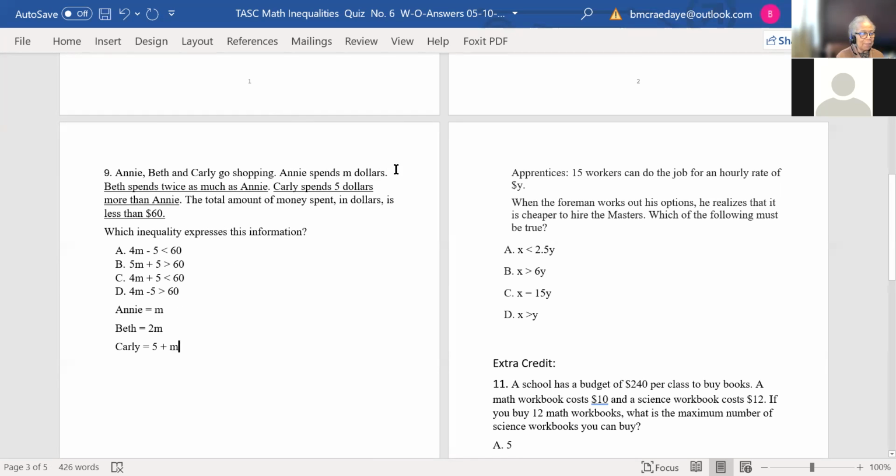Annie spends M dollars. Annie equals M. Beth spends twice as much. That's a multiplication, 2 times M. Carly spends $5 more than Annie. That's an add, so 5 plus M. Now we know they spent less than $60 together. So how would I write this total, Maureen, using these terms?